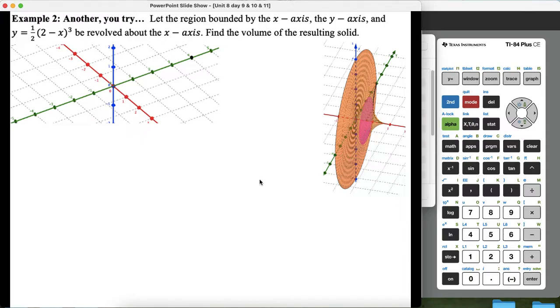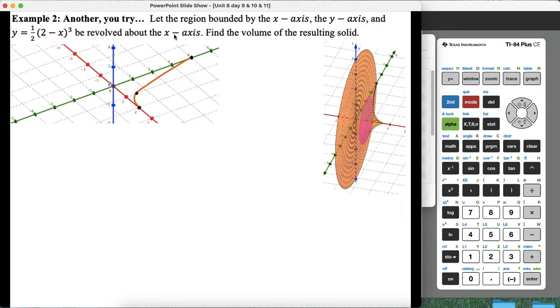Looking at setting up that cross-section in the xy plane, when x is 0, 2 cubed is 8, divided by 2 is 4, so I put that point right there. When x is 2, then y is 0, I've got that point right there. When x is 1, then 2 minus 1 is 1, cubed times a half is a half. So I have this smooth curve here.